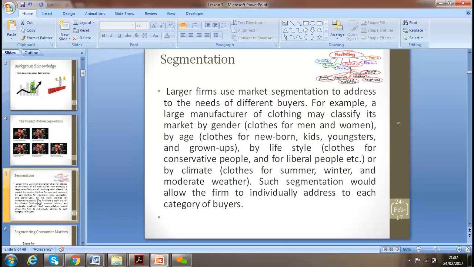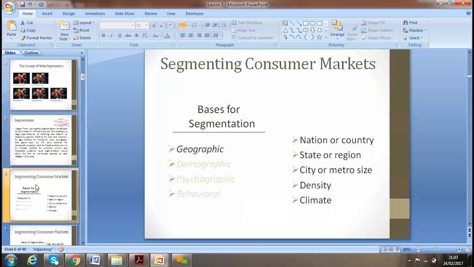Some use market segmentation to address the needs of different buyers. Large manufacturers, clothing companies, the hospitality and hotel industry, all segment. We can segment on different bases. These are the major bases of segmentation: geographic, demographic, psychographic, and behavioral segmentation.